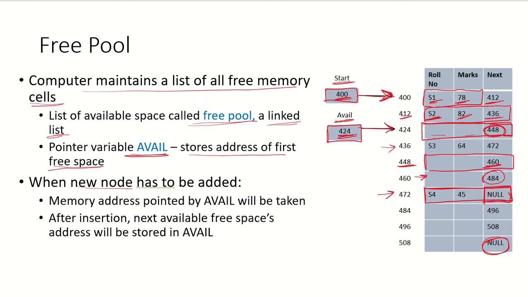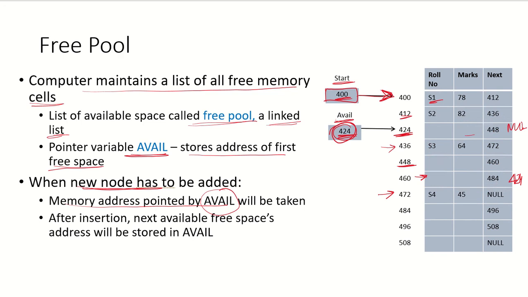So whenever a new node has to be added, the memory address which is pointed by avail will be taken. So suppose a new node has to be added, then this space which is pointed to by avail will be added to the linked list. So the linked list was ending over here. So now this will point to 424 and this will become null because this will be the last node of the linked list. So let us draw this again.